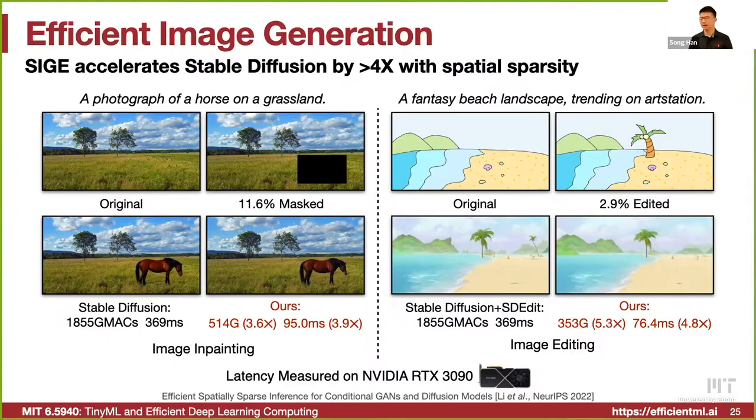Similarly, on the right-hand side, to add a coconut tree to the image, we can accelerate it by 4.8 times. Since with previous methods, you need to generate all the pixels, even though you're only editing a part of the image. But with the SIGE method, we can do sparse updates, only generating the pixels that need to be updated, and the remaining pixels remain the same.